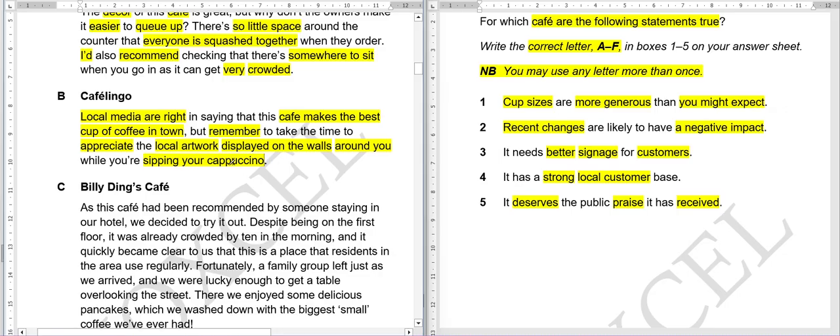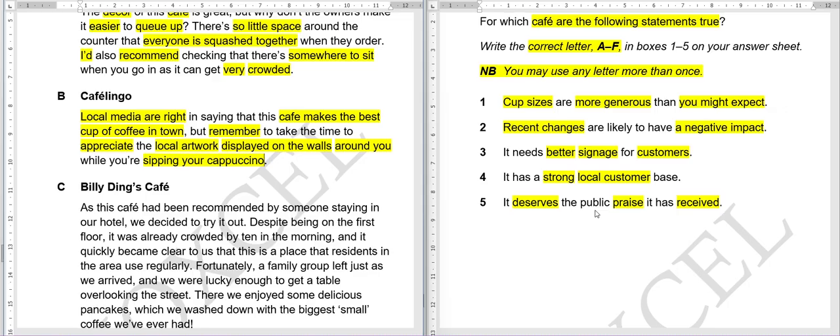No. Do not get confused with local artwork. So there is local artwork on the walls of this cafe, but it doesn't say a strong local consumer base. There is nothing about customers or public. Okay. Fifth, it deserves the public praise it has received.